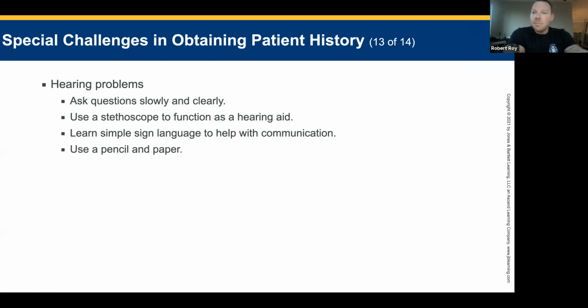If they can't hear you, write it down. Have them write it down. Hey, real quick, pull up the NREMT website, pull up that checklist, pull up SAMPLE and let them read it. Allergies, medications, they'll write it down for you, or they'll just tell you. Just because they can't hear you doesn't mean they can't speak. So you may be able to hear them just fine.